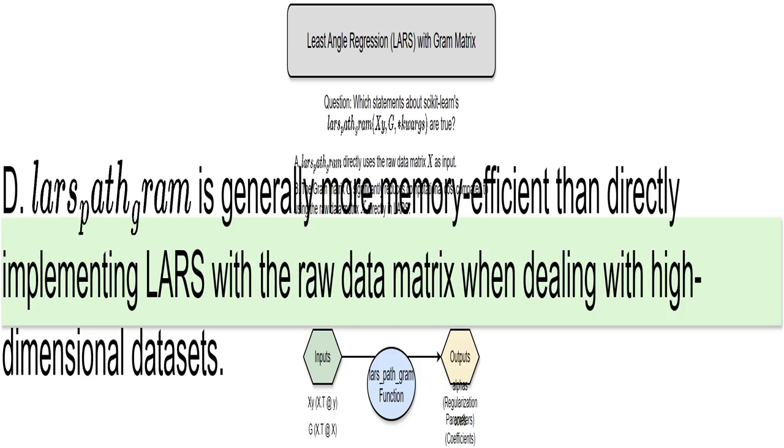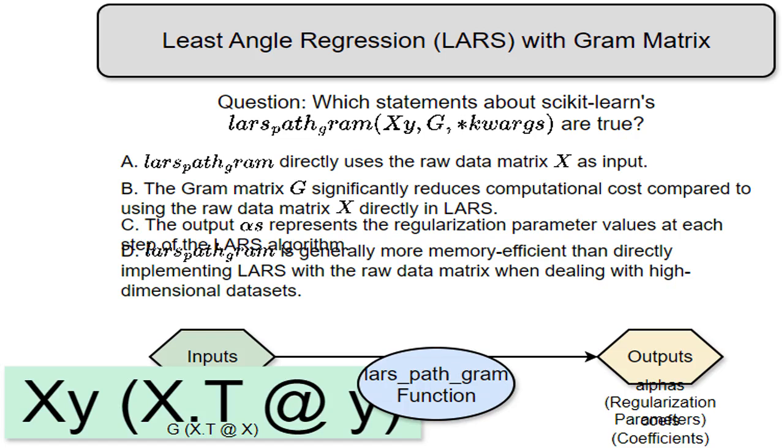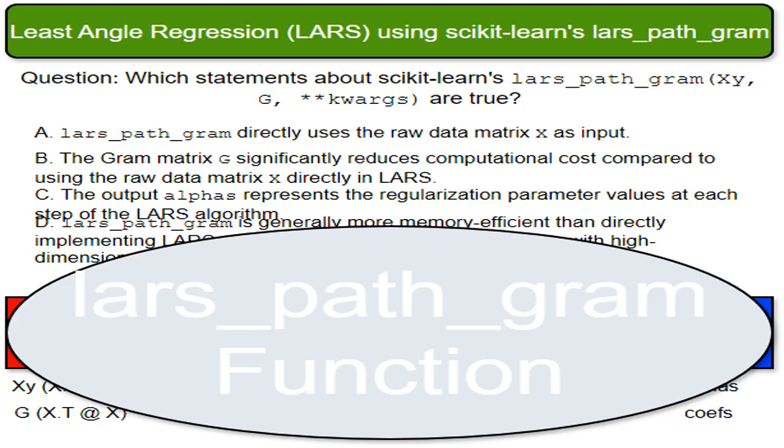These are the things I feed into the lars_path_gram function to make it work. It's a bit like giving ingredients to a recipe. These are the results I get from the lars_path_gram function, like the final dish after following a recipe. I see lars_path_gram as the star of the show.